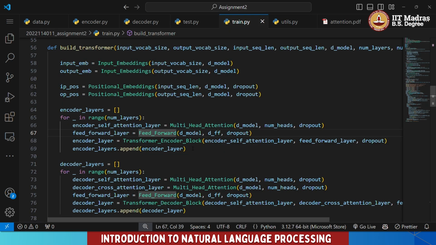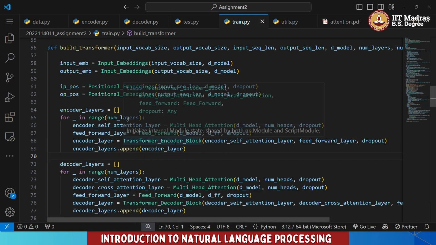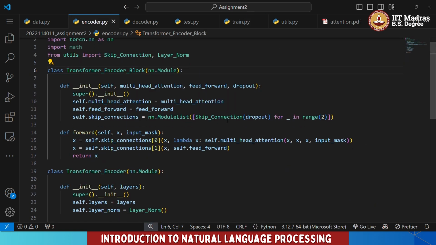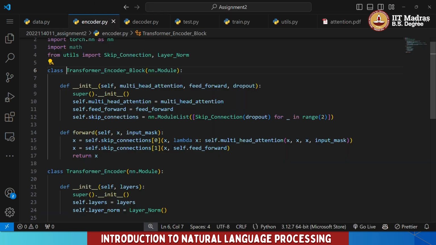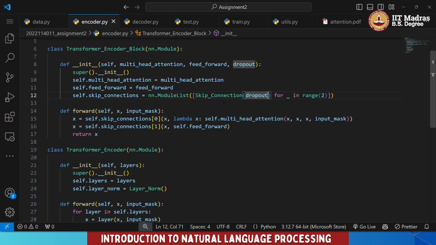Now let's go into the actual implementation of the entire transformer encoder block. How is one block encoded? How is this one thing combined into one? Coming to the transformer encoder block, it is a pretty small amount of code.